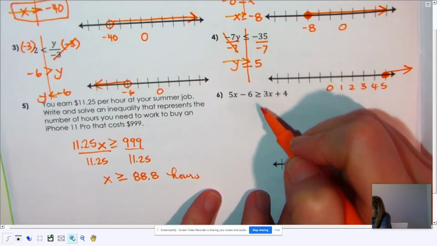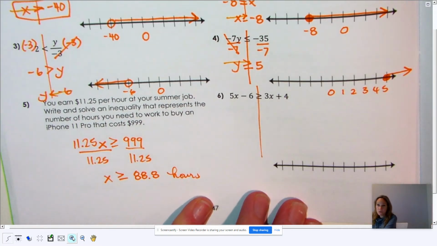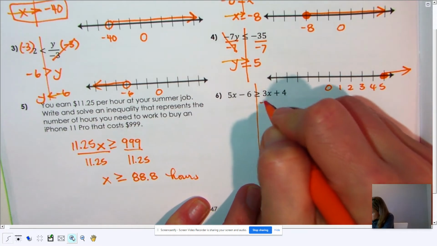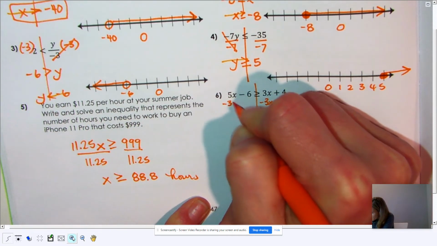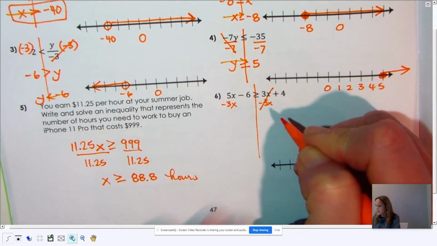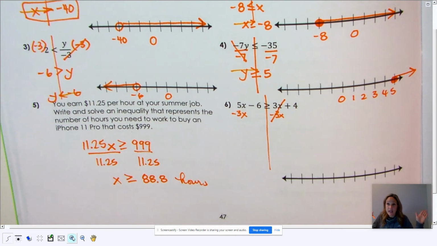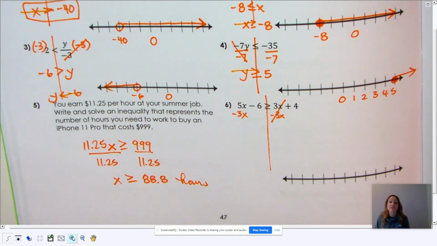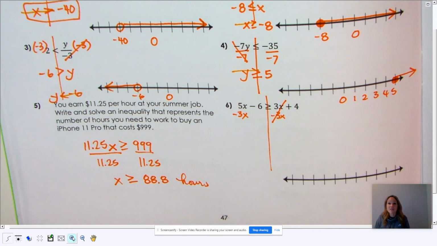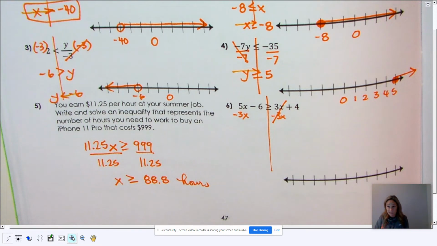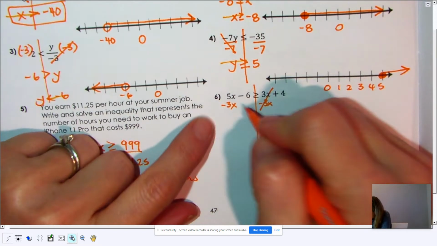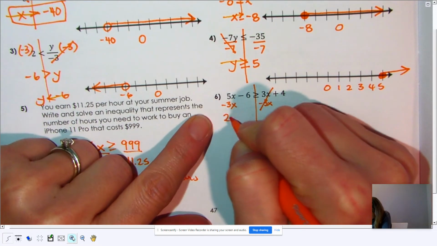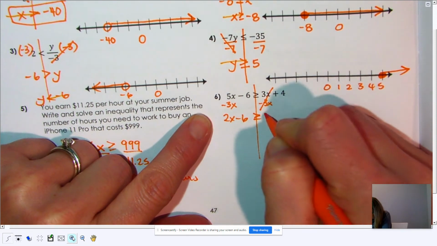Okay, and for this one, there's x's on both sides. So I'm going to go minus 3x. When I solve inequalities and equations, anytime there's x's on both sides, I like to look for the smallest variable. And so those are the ones that I would cancel out first. And then that would leave all of my other x's positive usually. Okay, so now this side is 2x minus 6 is greater than or equal to 4.